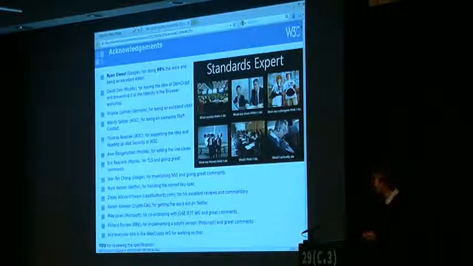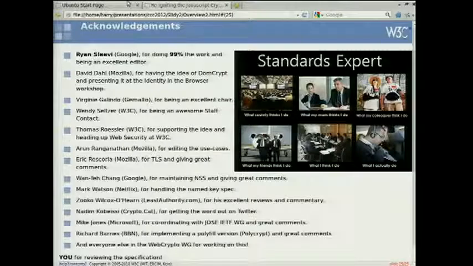And then thanks particularly to Ryan Sleevi, David Dahl for having the idea, Virginie Galindo for working on it, Wendy for being an awesome staff contact, Thomas Roessler for being an awesome boss and pushing this forward, Arun from Mozilla for supporting the idea and also editing the use cases, Eric Rescorla from, of course, TLS, giving great comments, Wan-Teh Chang, NSS, great comments, Mark Watson, Zuku, Nadim, Mike Jones, Richard Barnes, who's currently making a polyfilled version of this called Polycrypt, which should be out very shortly.